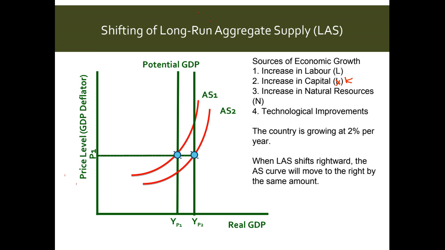So in this video, I just talked about aggregate supply, short-run aggregate supply, long-run aggregate supply. Why short-run aggregate supply is upward sloping, and then we talked about the shifting of short-run aggregate supply and long-run aggregate supply. Thank you.